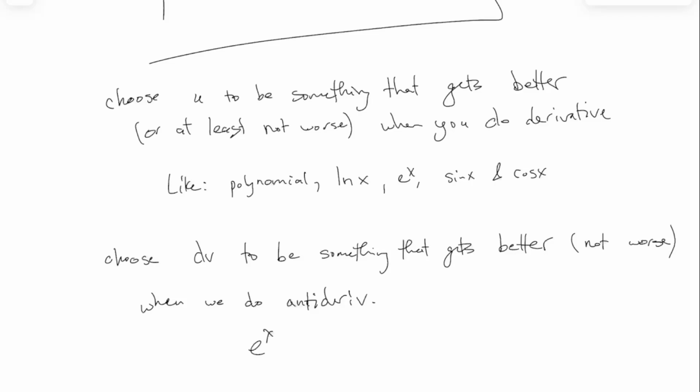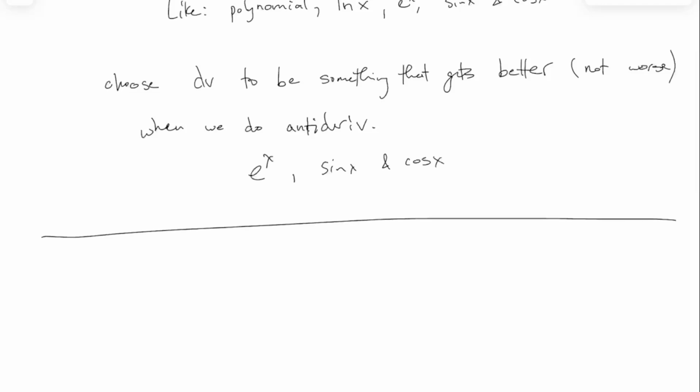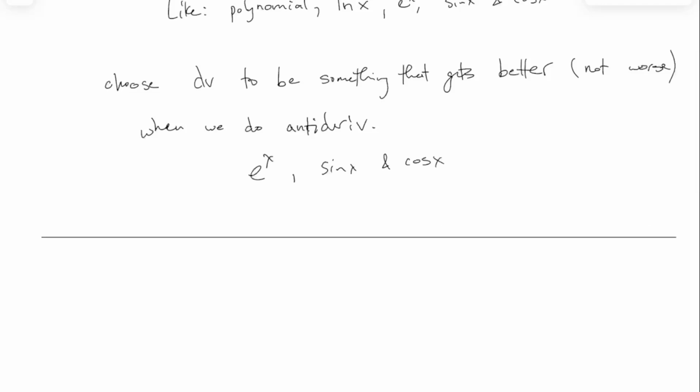And polynomial usually is not a good choice for the dv because you increase the degree of a polynomial. Ln of x is not something you want to take the integral of, so don't use that for the dv. Sine and cosine also are decent choices for the dv. All right, these are the general principles that we talked about last time. Let's just try one more example, and then I have some for you all to try. Sorry we didn't get to you all trying some last time, but we did a few examples.